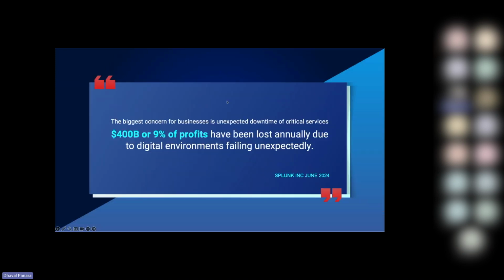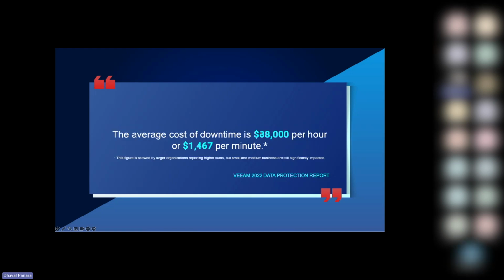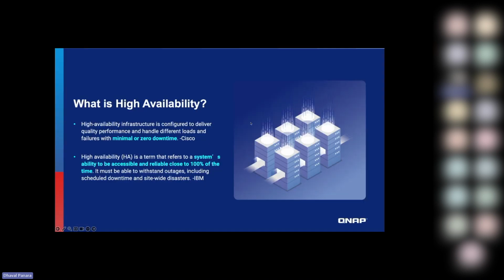Okay. So right now, for any kind of business, the biggest concern is unexpected downtime from hardware failure, right? Per study, about 400 billion, or 9% of profit, is lost annually due to digital environments failing unexpectedly. And the average cost of downtime is around 88,000 per hour, which equals almost 1,500 per minute. So we will see that it's very important to have high availability.